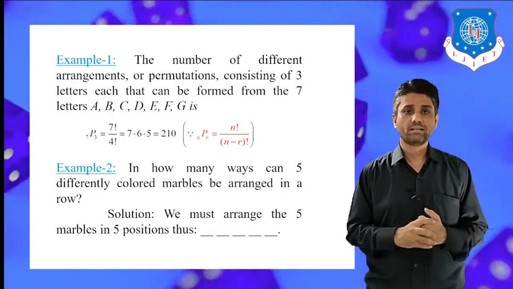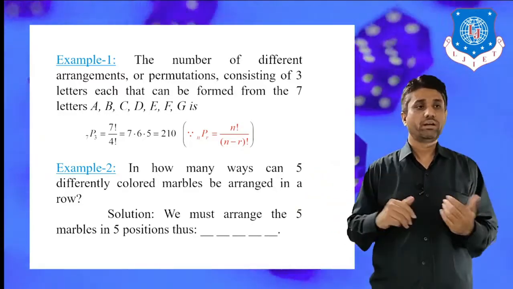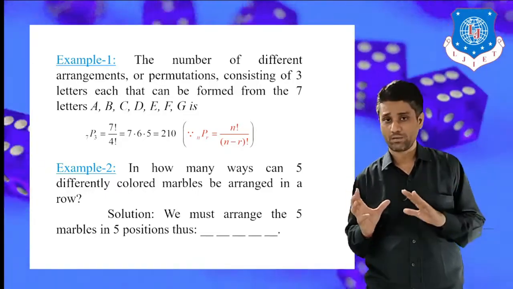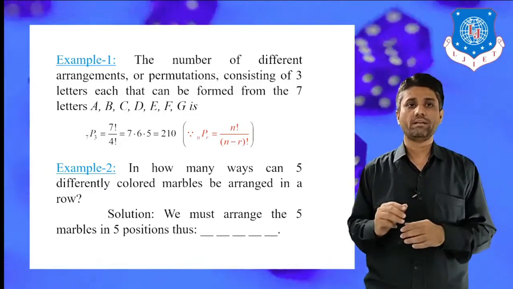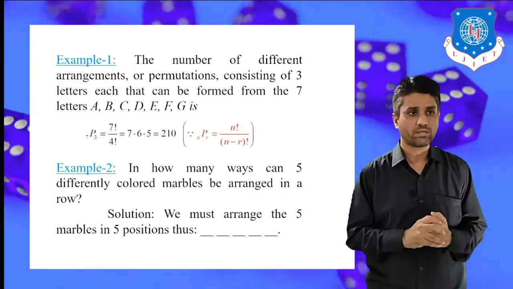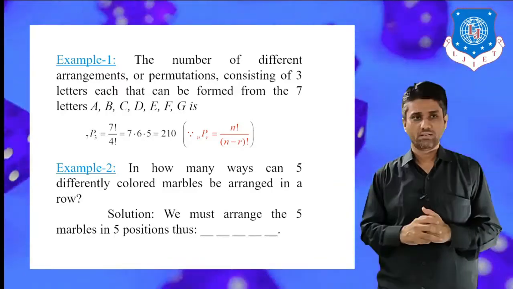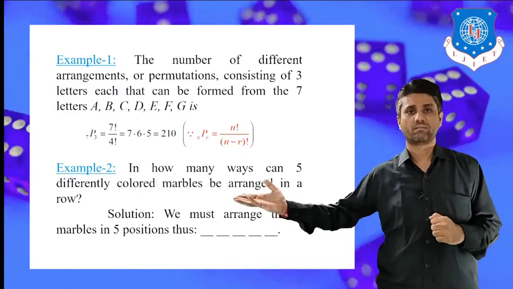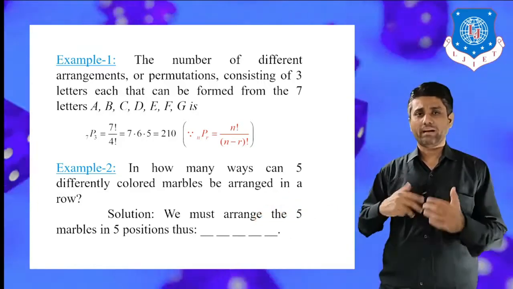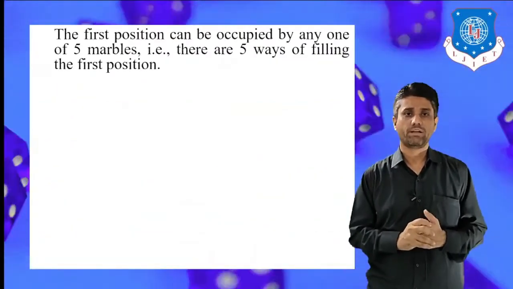The second example says: in how many ways can 5 differently colored marbles be arranged in a row? So the second question tells that there are a total of 5 different colored marbles, and we have to arrange them in one particular row. Then how many possibilities are there? So let's deal with the solution. Suppose we must arrange 5 marbles in 5 positions. First of all we assign 5 blanks, and now one by one we fill up all these blanks for better understanding of the topic.